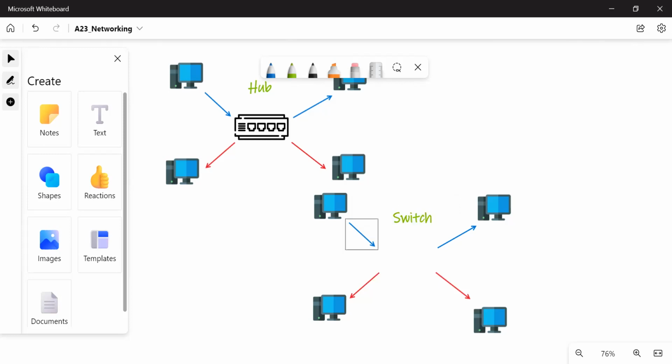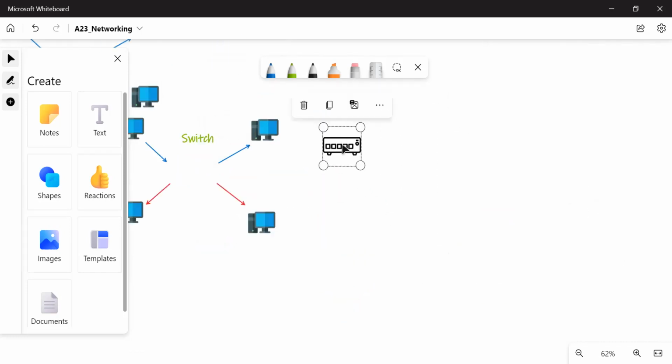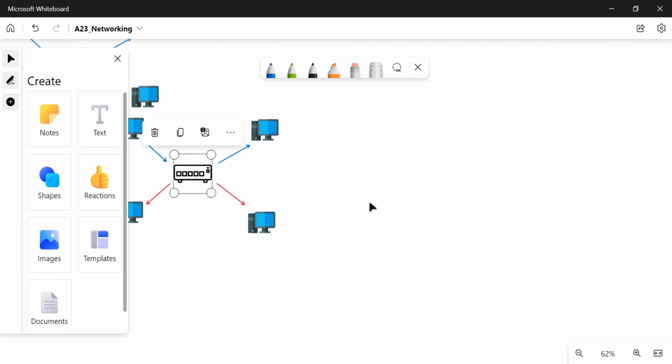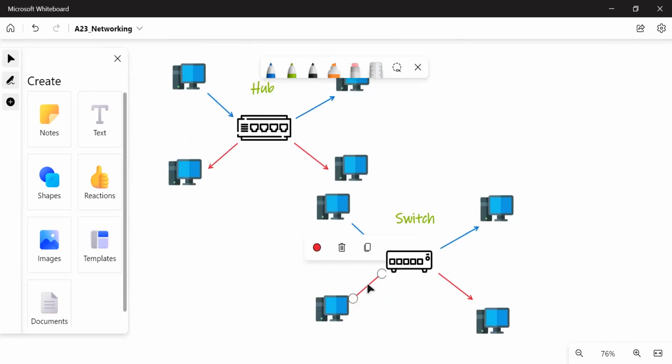And let me remove this symbol. So usually symbols are slightly different. So I will replace it with a different symbol. Right. Now, as you can see, what will happen? It won't send it here, right? So it could be a network, but it will send it only to this computer. So that's the interesting point. It won't send to everyone in a network. So that's the main difference between hub and switches.